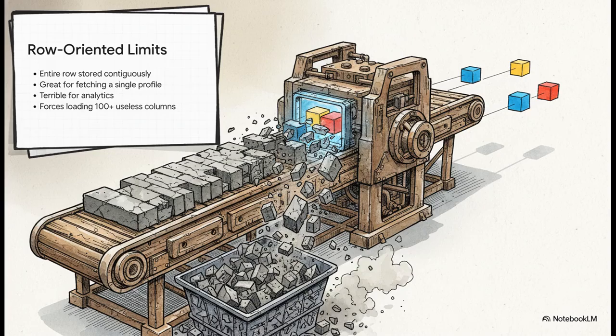Now, traditional databases default to a row-oriented storage layout. That means the entire row is stored contiguously, right next to each other on the disk. This is brilliant for OLTP when you just want to fetch a single user's profile, but it's an absolute nightmare for our OLAP analytics query. Why? Because it literally forces the disk to waste massive amounts of time loading over 100 useless columns into memory just so it can filter them out to find the 3 columns we actually care about. It's a staggering waste of disk bandwidth.